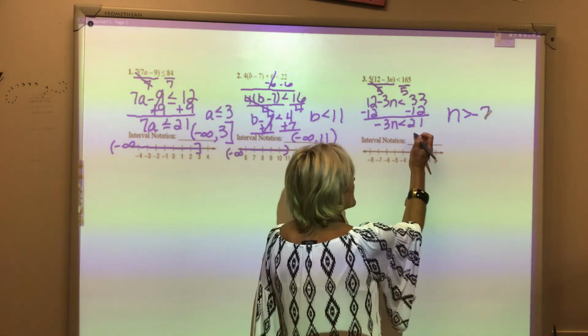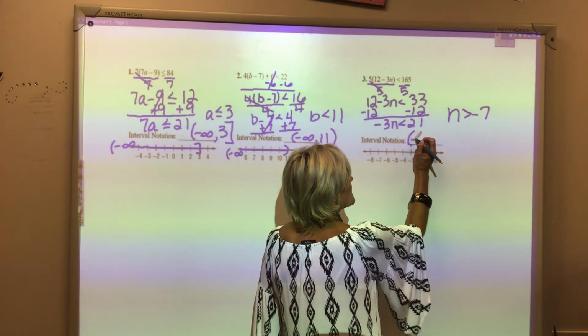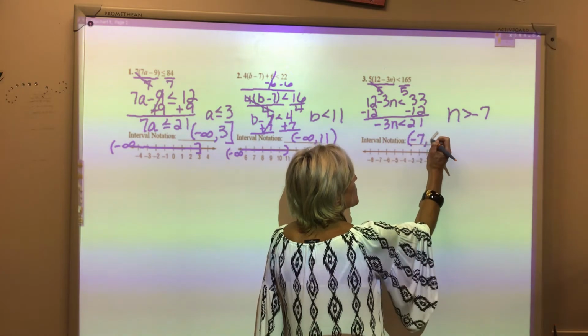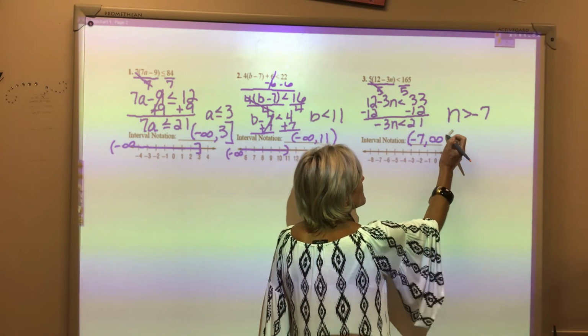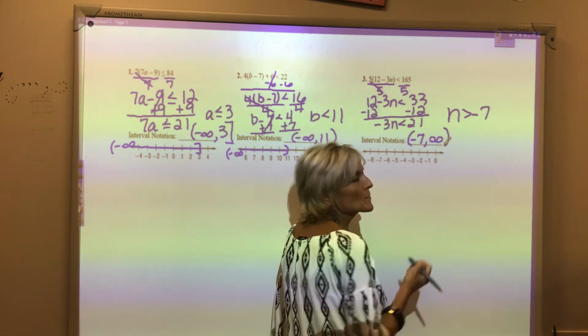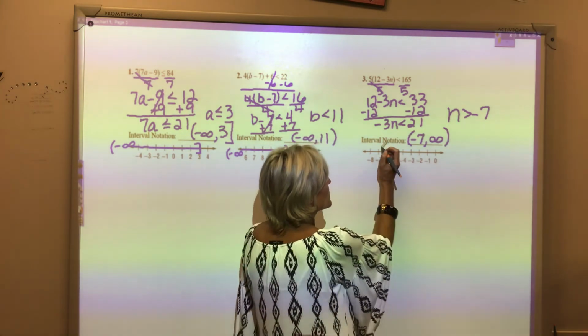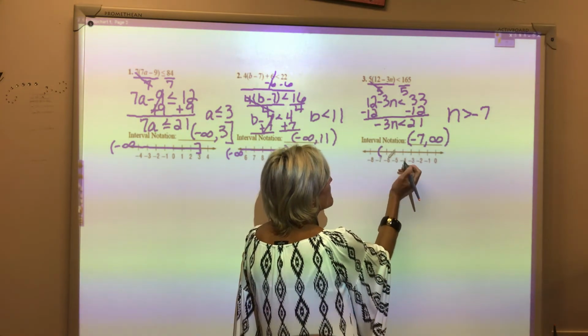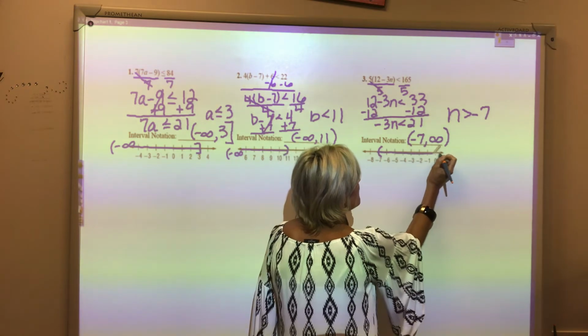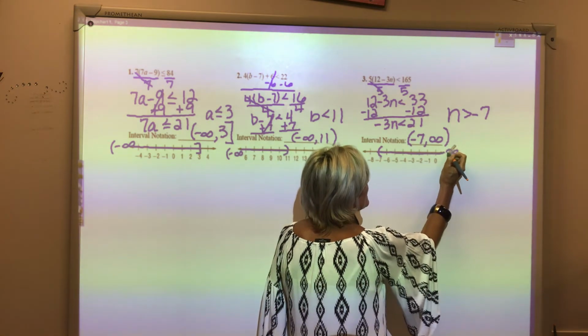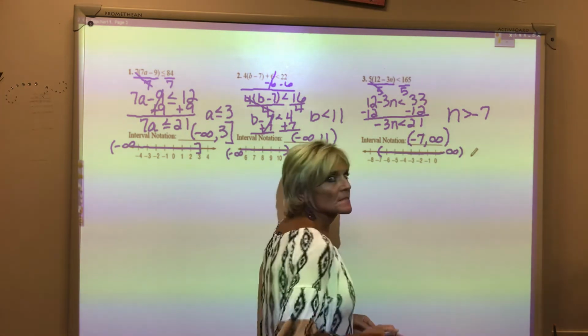So we start at negative 7 with a parenthesis. We go towards positive infinity, and we enclose infinity in a parenthesis. So parenthesis at negative 7, shade towards positive infinity, and close that in a parenthesis.